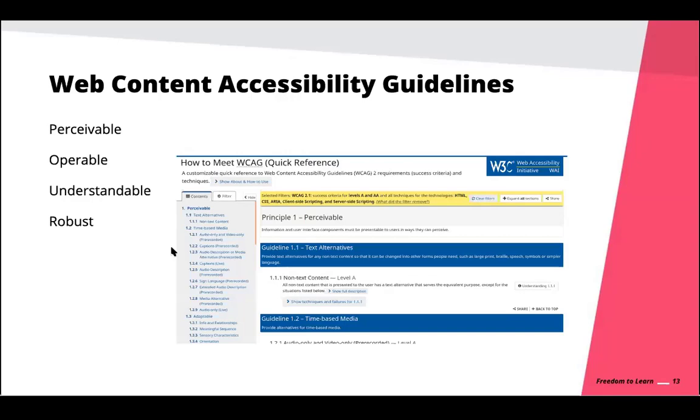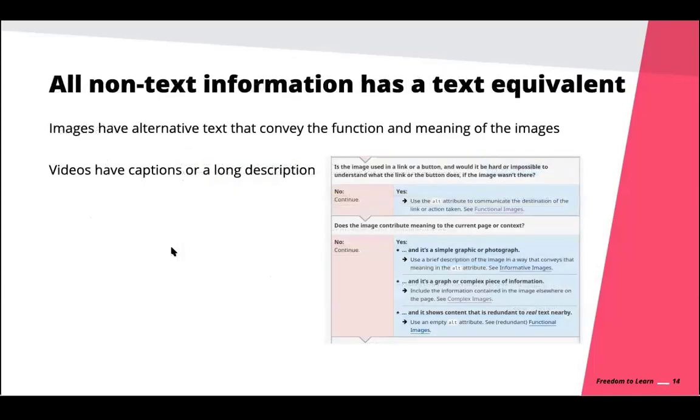So let's have a look at a couple of the hows. What are some of these success criteria? What are some of these things that the Web Content Accessibility Guidelines recommend that we check our websites for? A big one is that all non-text information has a text equivalent. So for images, for example, it's alternative text. This is the one that anyone who's worked on a bit of accessibility will probably be familiar with.